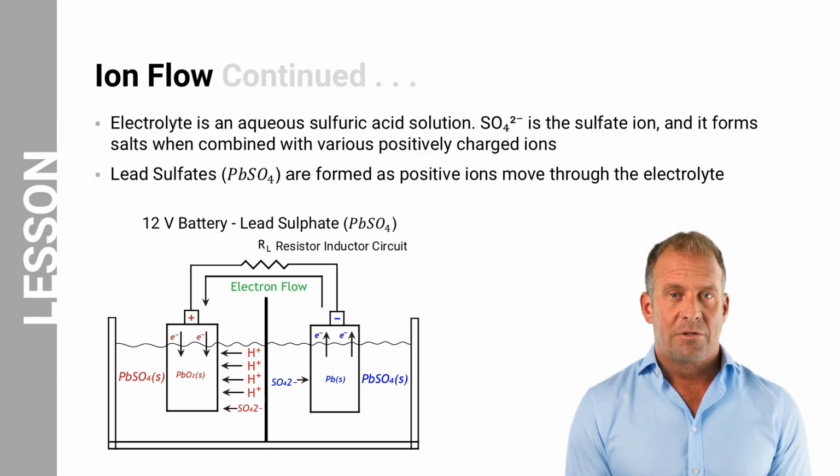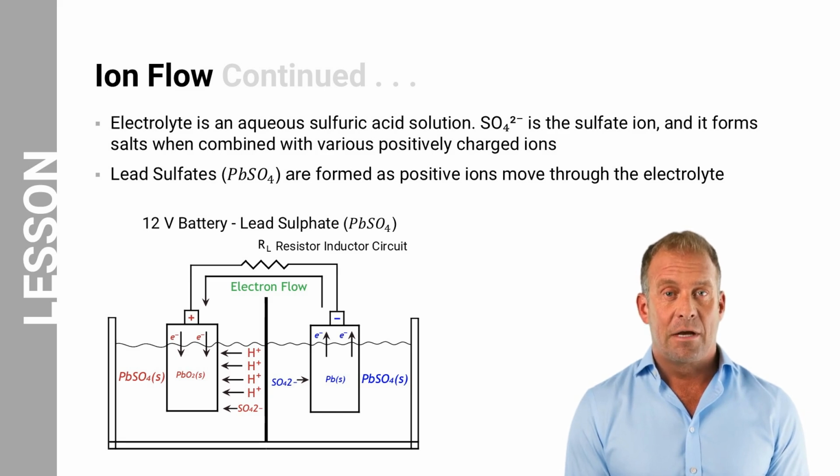The electrolyte, which consists of an aqueous sulfuric acid solution, facilitates ion movement between the electrodes. Specifically, sulfate ions in the electrolyte act as the medium through which positive ions migrate from the positive to the negative electrode during discharge. As a result of these reactions, lead sulfates are formed, contributing to the overall discharge process and converting chemical energy into electrical energy within the battery.